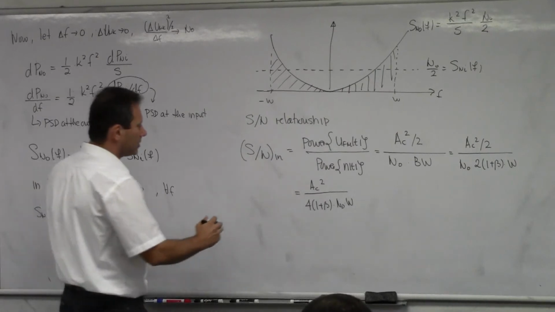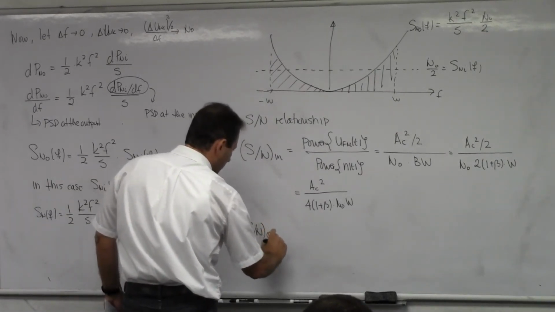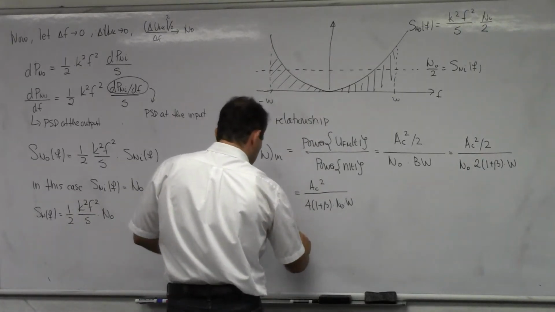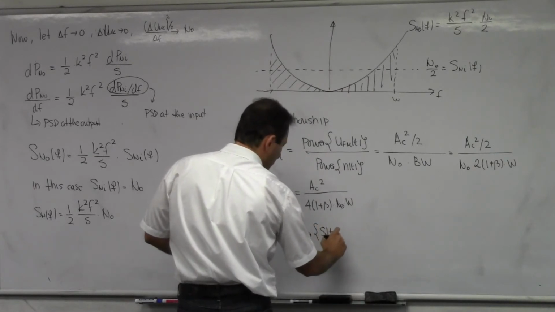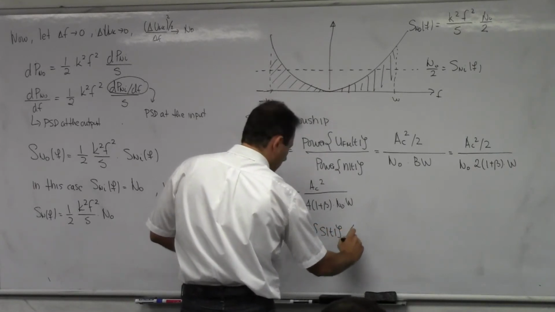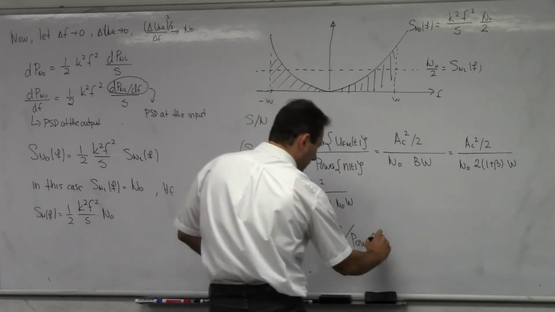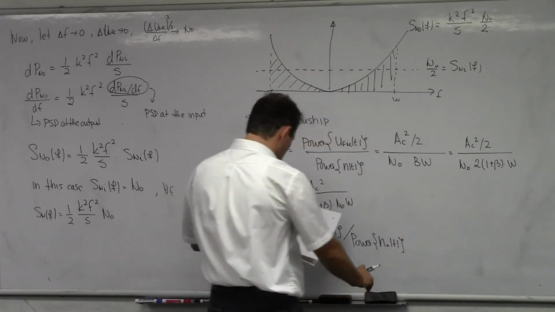How about the signal to noise ratio at the output? The signal to noise ratio at the output is going to be the power of the signal, whatever is the signal piece of the output, divided by the power of the noise at the output. Right? Now, power of the signal.